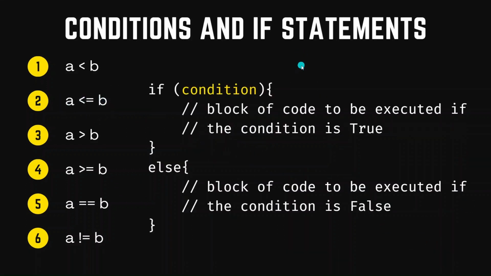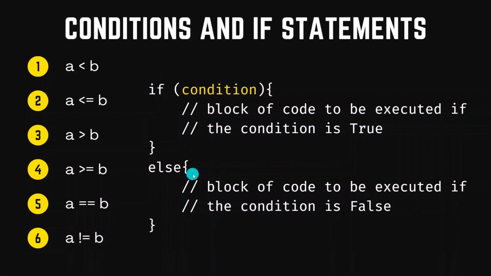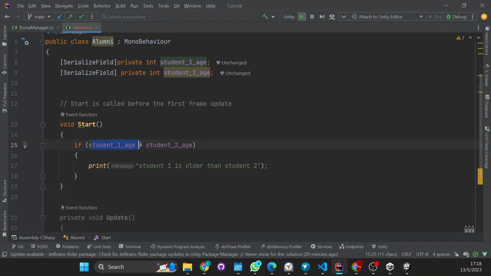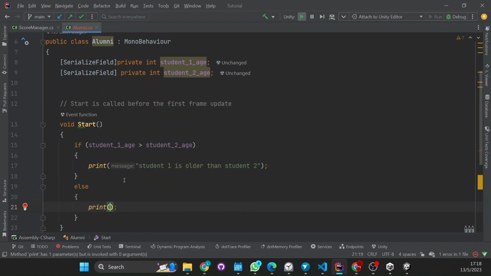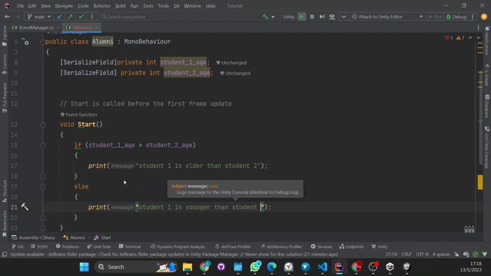If you want to execute a portion of code if the condition is true, and you want to execute another portion of code if the condition is false, then you can use the if-else statement. Let's try it out. Here we have if student 1 age is older than student 2 age, print student 1 is older than student 2. Else, so we write else, print student 1 is younger than student 2.